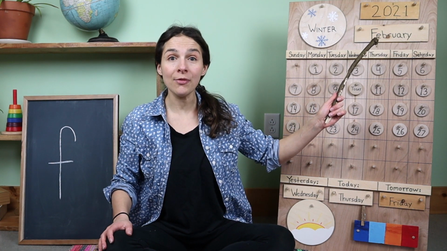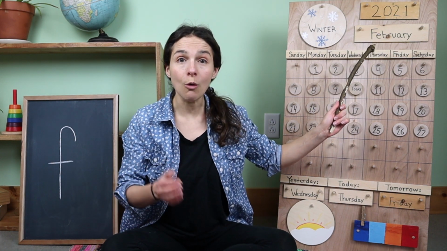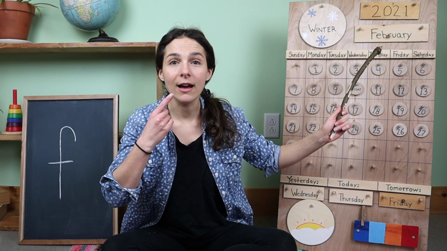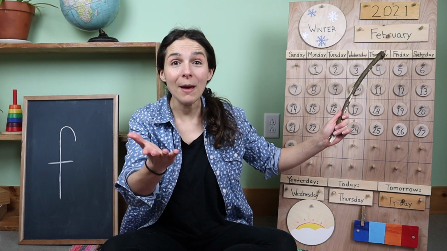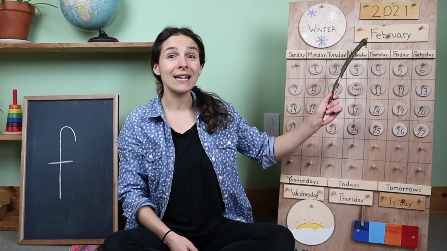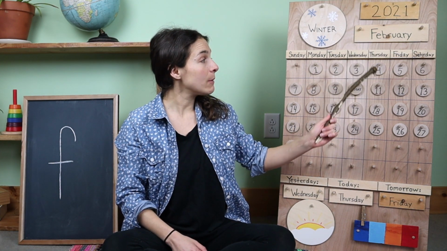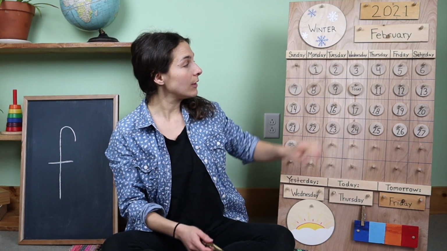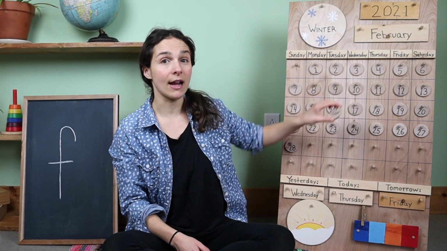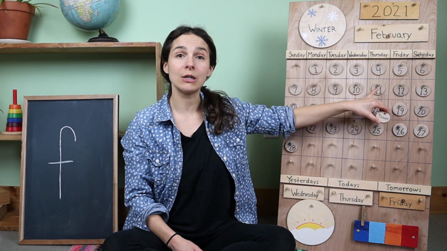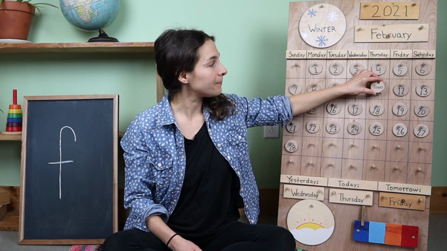We start with the month first. Do you know what the month is? I'll give you a hint. February. You're right, friends. The month is February. And today is February 11th. So let's move the chip over from yesterday. Yesterday was February 10th. And today we're going to put it on the number 11.